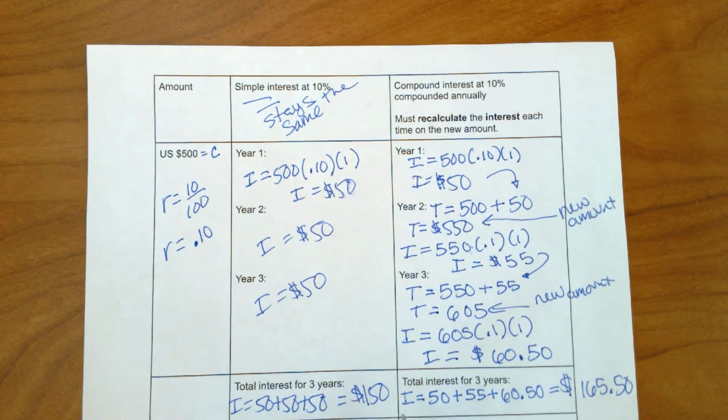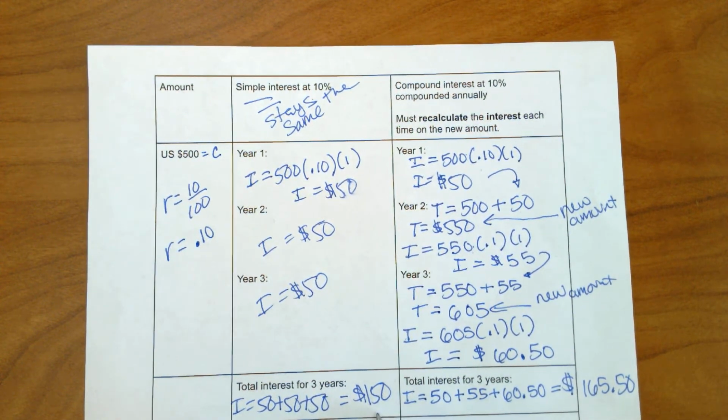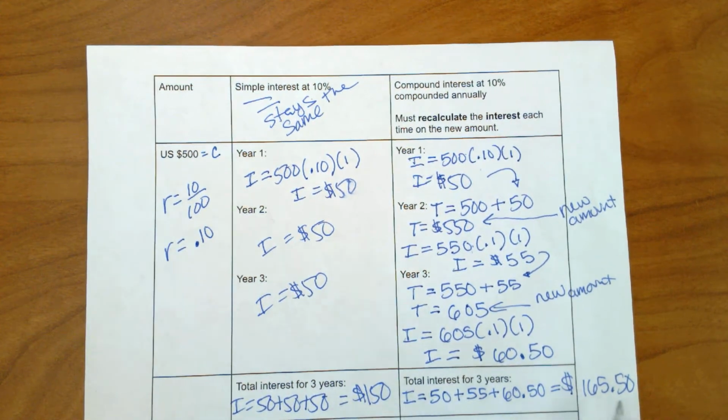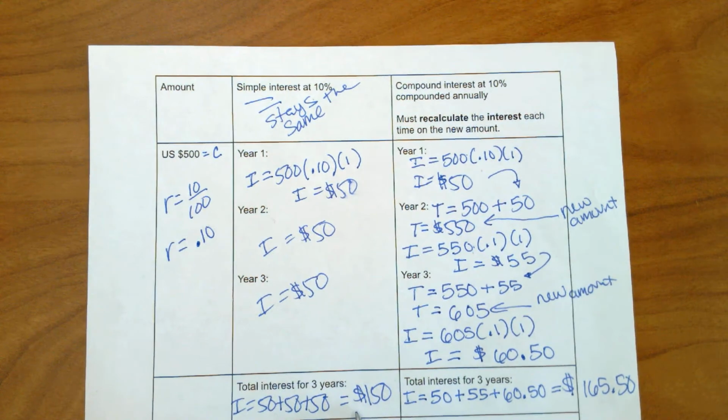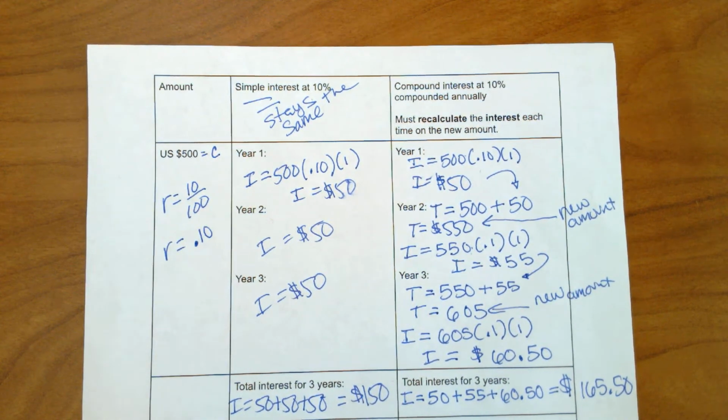Woohoo! As you can see, compounding, we have more interest than our simple. $165.50 versus $150. We're making definitely more, making $15.50 more actually. So compounding is a good thing here when you're investing.